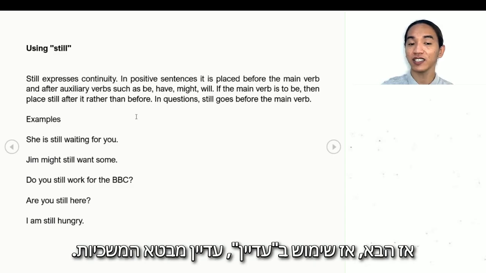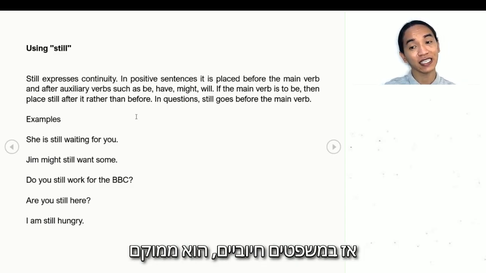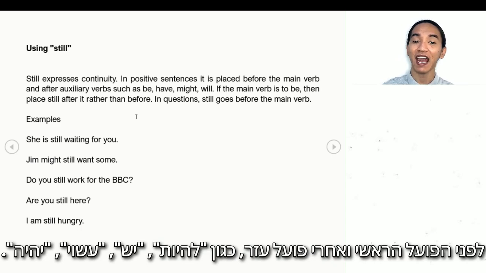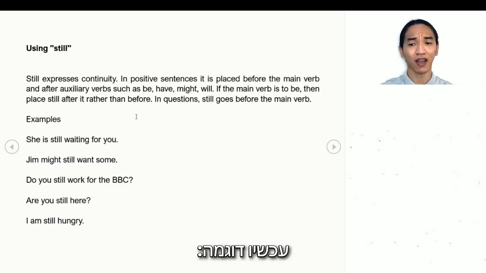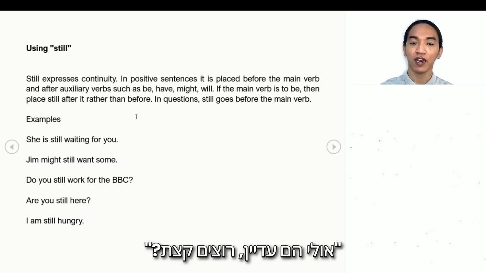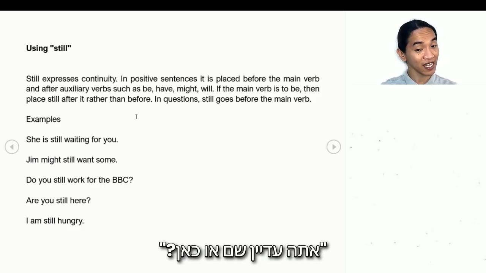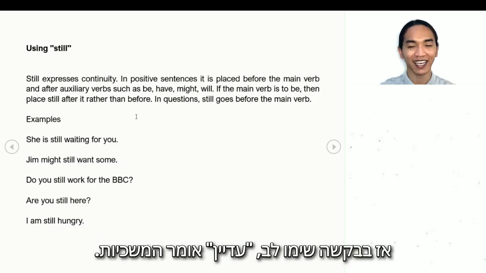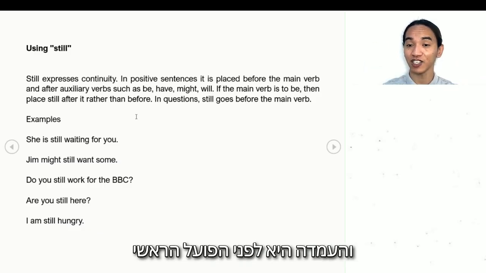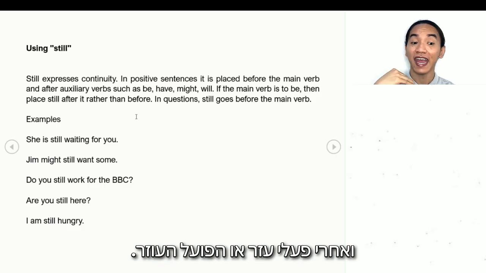"Still" expresses continuity. So in positive sentences, it is placed before the main verb and after auxiliary verbs such as be, have, might, will. Now example: She is still waiting for you. They might still want some. Do you still work for BBC? Are you still there or here? I'm still hungry. So please take note, "still" means continuity, and the position is before the main verb and after auxiliary or helping verbs.